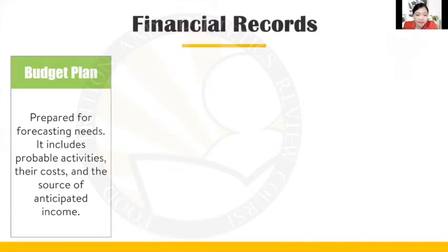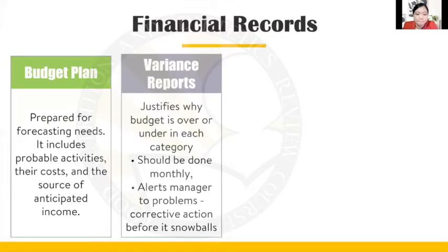So the first one is the budget plan, which is prepared for forecasting needs. It includes the probable activities, their cost, and the source of anticipated income. Various reports are used, and this justifies why budget is over or under in each category. It should be done monthly, and it also alerts the manager to problems and corrective actions before it snowballs.